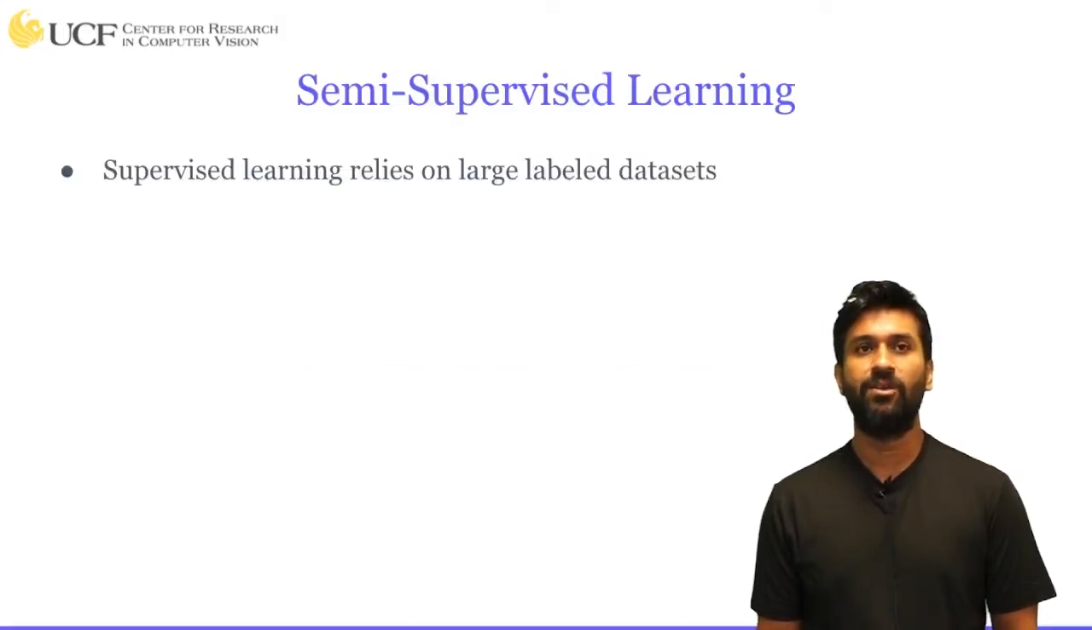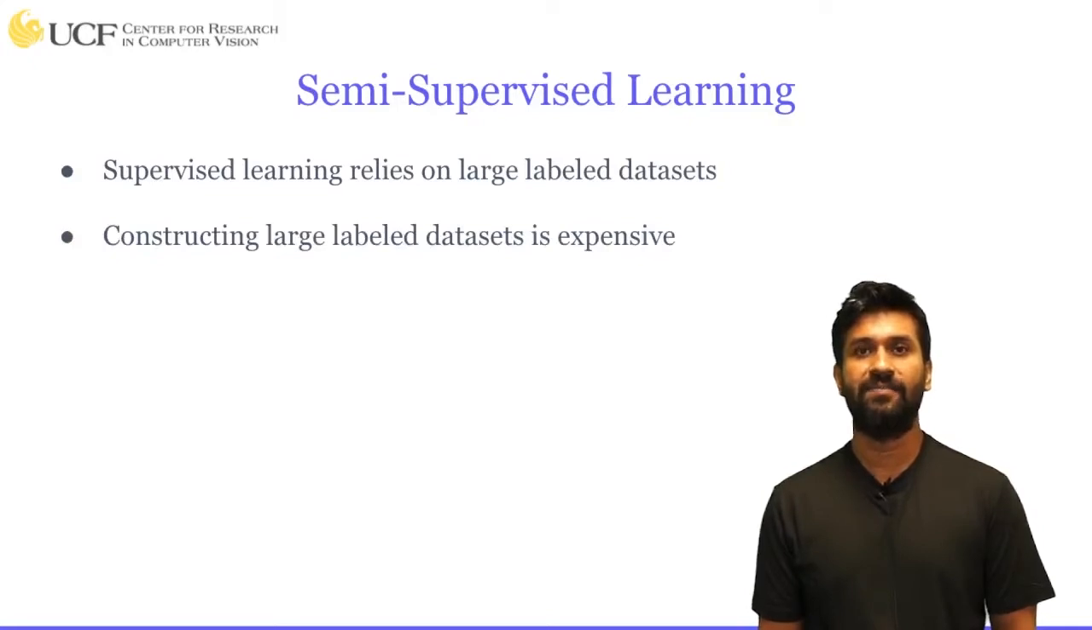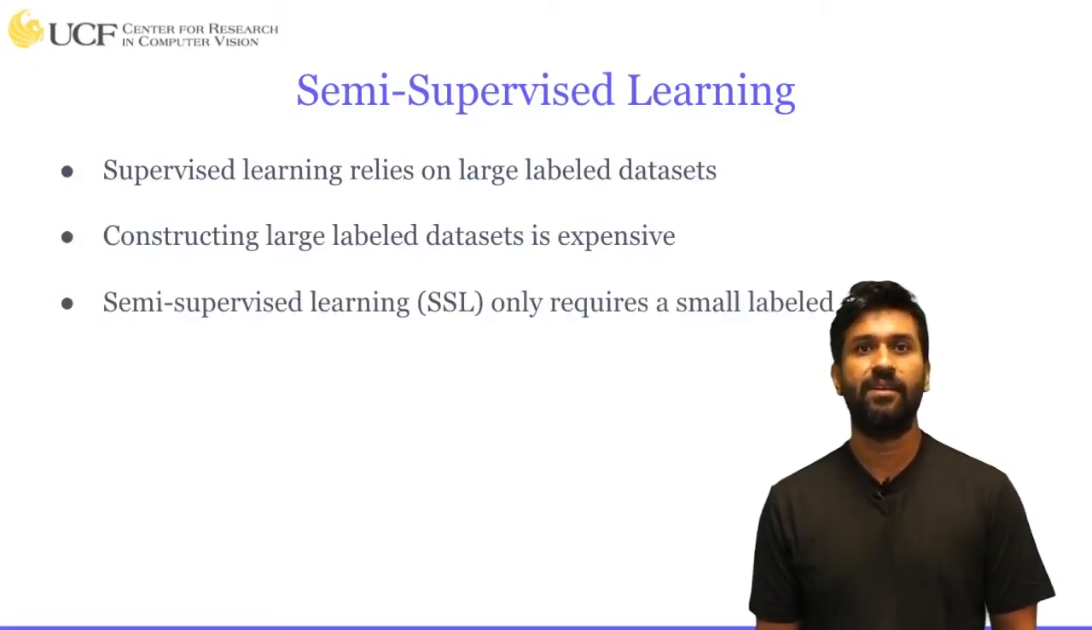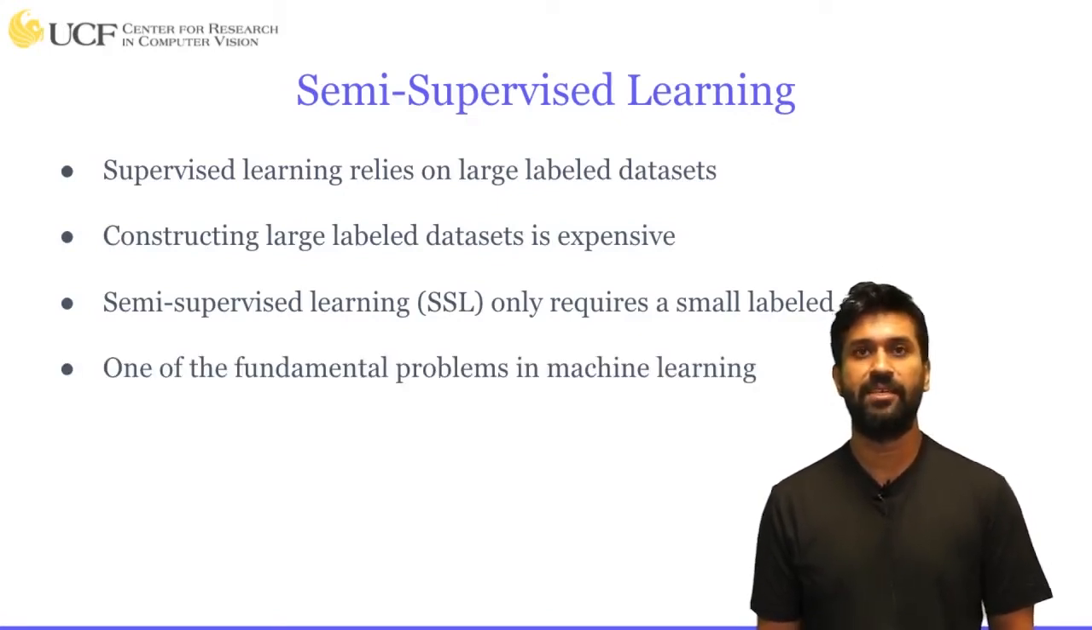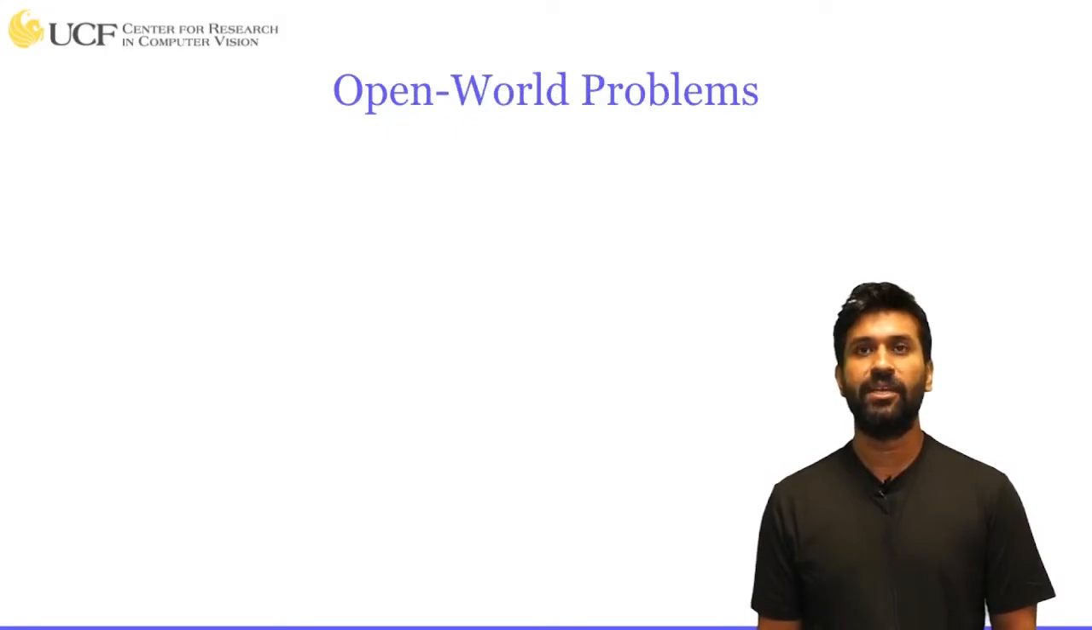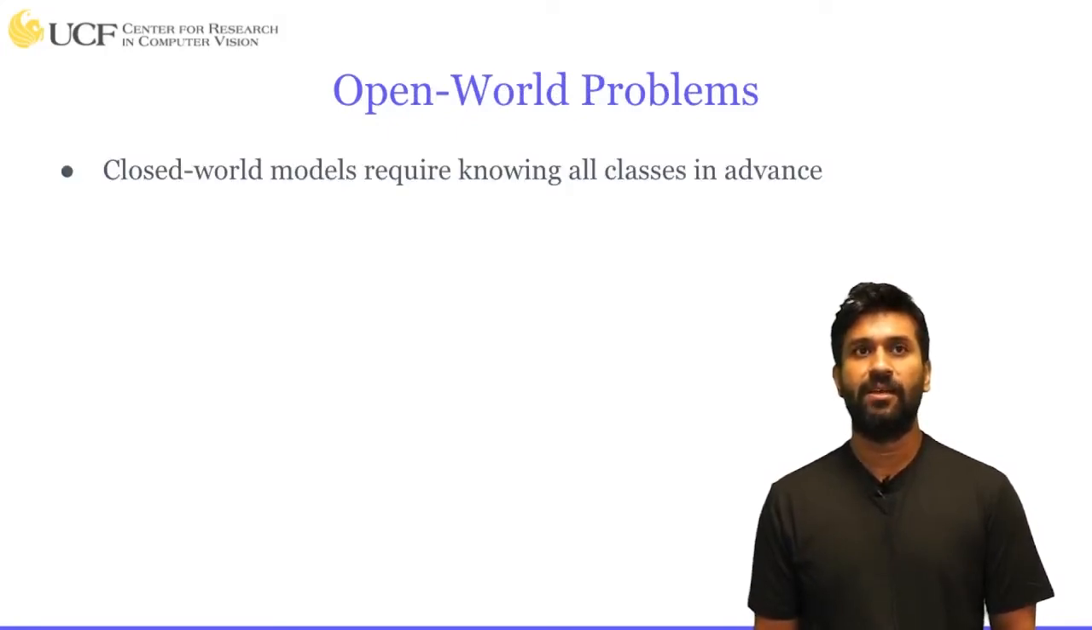As we all know, supervised learning relies on large labeled datasets, and constructing large labeled datasets is expensive. Semi-supervised learning, on the other hand, only requires a small labeled dataset, and it's one of the fundamental problems in machine learning. Now let's look into open world problems.